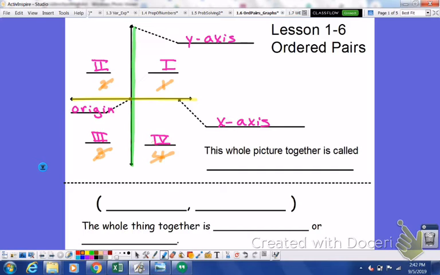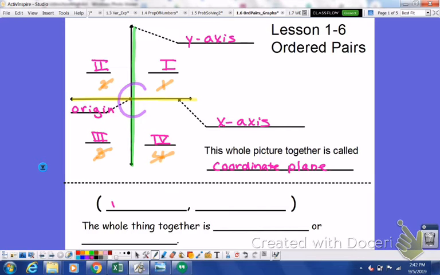And if you ever get stuck remembering which direction they go, know that you start in the top right and then you make a C. Follow your C around and that will label all of your quadrants for you. Okay, and this whole picture together is called the coordinate plane.